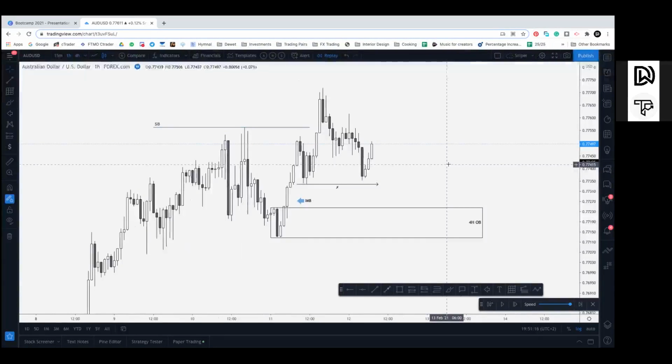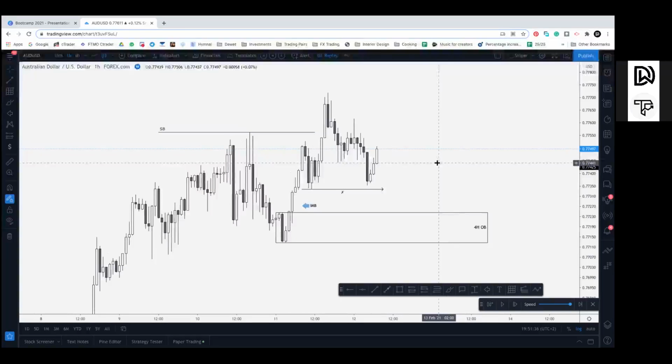Just a side note, Aussie dollar is better in New York session, not London session. In London session, it tends to be slower. New York session, it's much better, probably because it's the US dollar. We don't have the pound or the euro in the symbol, in the instrument.